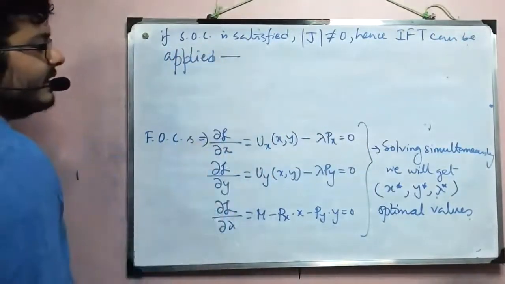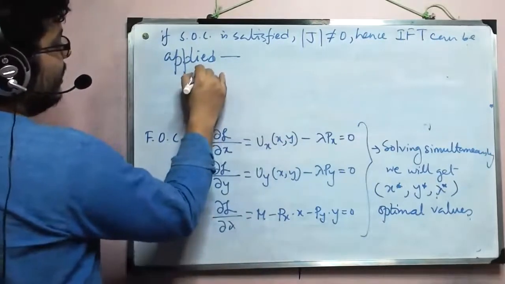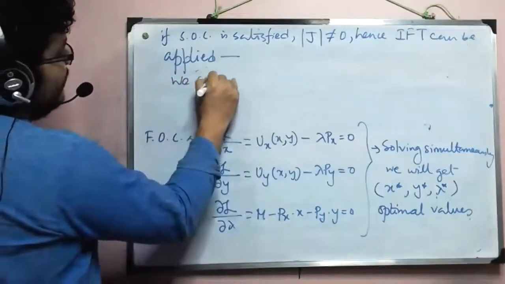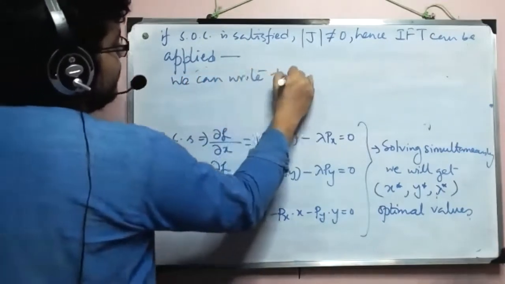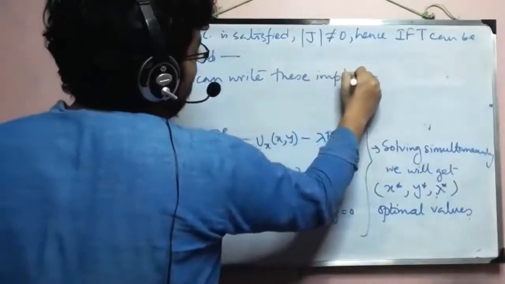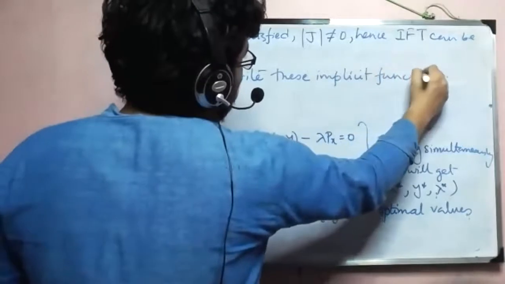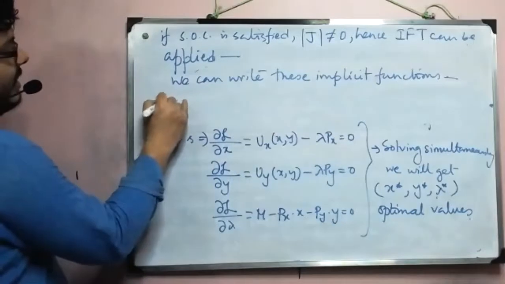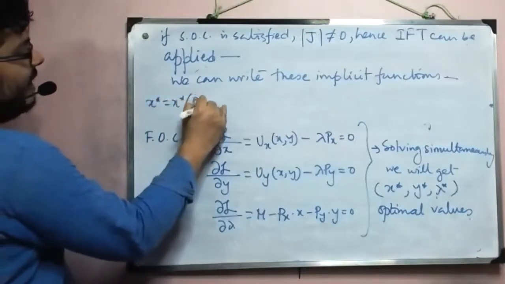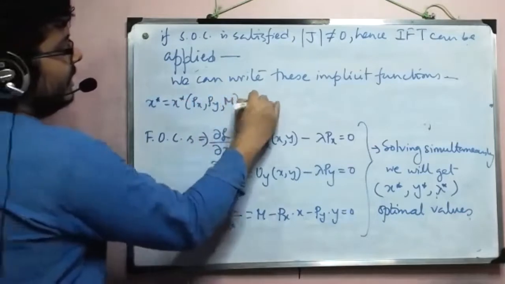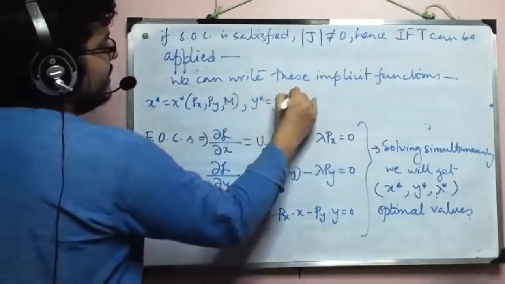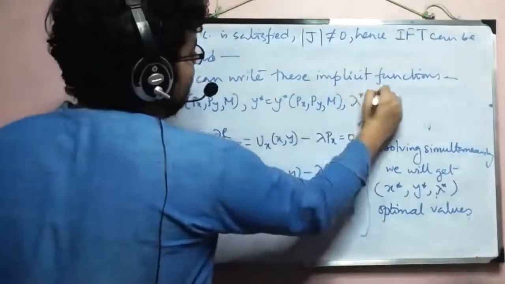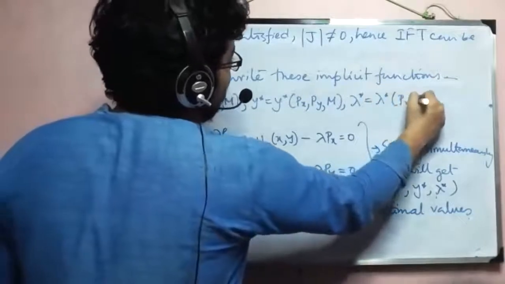It means immediately that we can write these implicit functions. So what are those implicit functions? They are x star as an implicit function of the parameters, then y star as an implicit function of the parameters, and lambda star as an implicit function of the parameters.